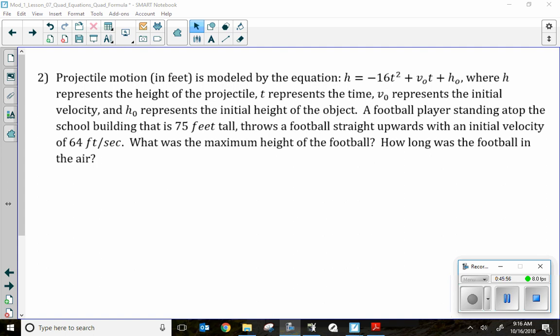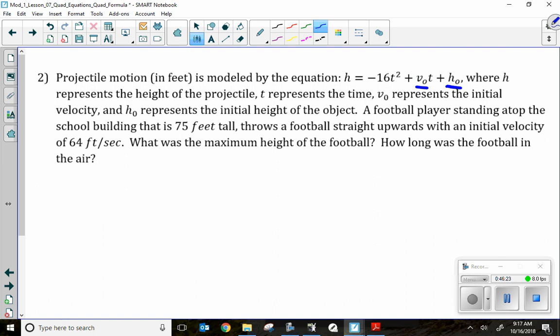Okay? Number 2. Projectile motion in feet is modeled by the equation h equals negative 16 t squared plus v sub o times t plus h sub o. These are weird things we haven't seen. But let's just read the rest of the problem.